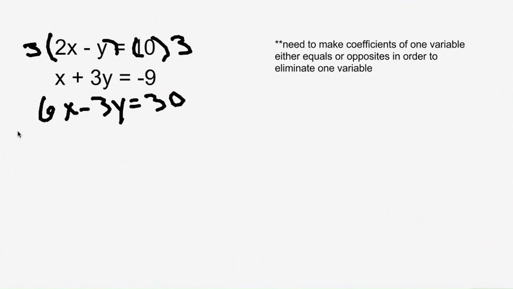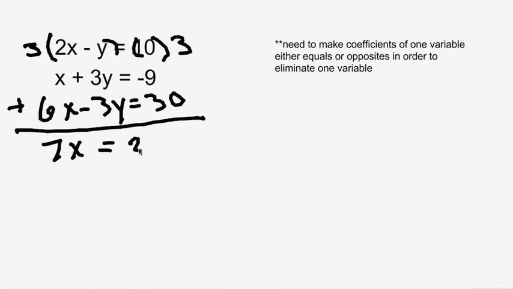Then you add the two equations. So you have 6 plus 1, 7x. 3y minus 3y is 0, so you don't have to write that. And then negative 9 plus 30 is 21. So you have 7x equals 21. You then divide each side by 7 to get x equals 3.